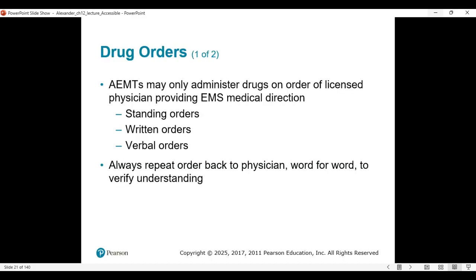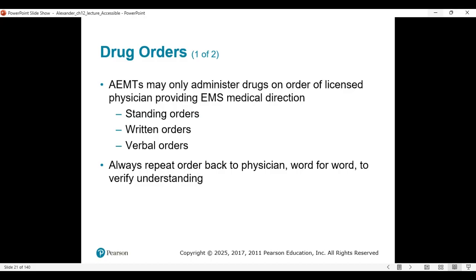Drug orders. An advanced EMT may only administer drugs on the order of a licensed physician, providing EMS medical direction. So what's that mean? Well, we have different ways of doing it. We have standing orders, which are your protocols. So those are standing orders, right? And this is how we work a lot of the time.